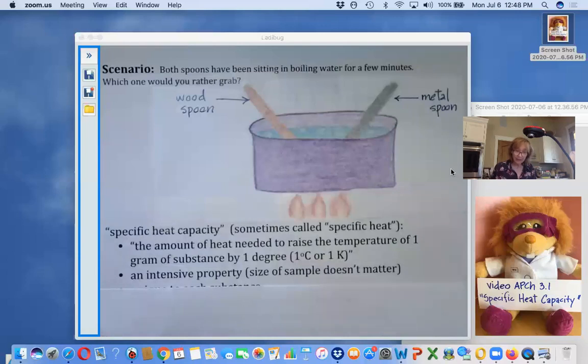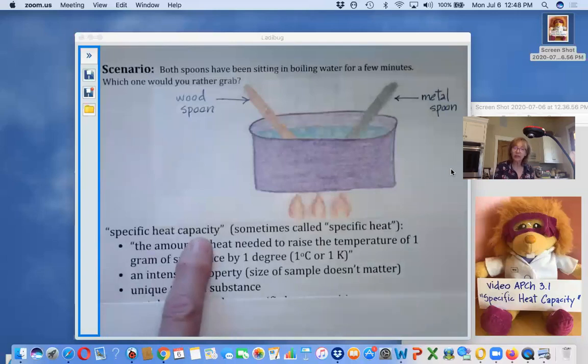Specific heat capacity is an intensive property, doesn't matter what size sample you have, and it is unique to each substance. So it's a little bit like density in that way. When you are talking about the density of a substance, it doesn't matter whether you have a small amount of the substance or a large sample, the density is the same either way. Specific heat capacity works in that same way. And because it's unique to each substance, it can be used to help identify a substance.